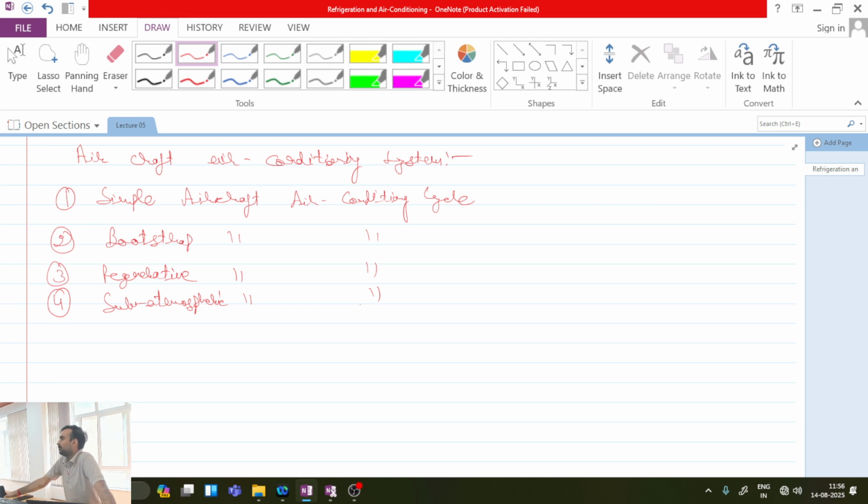So 4 different systems are used in aircraft refrigeration, and each of these systems is used based on its characteristics and the type of the aircraft. For example, for low speed aircrafts, we use the simple aircraft conditioning cycle. For high speed aircrafts whose Mach number is greater than 1.7, we use the bootstrap aircraft air conditioning cycle. So what are the reasons for that? That I will discuss in the next class.